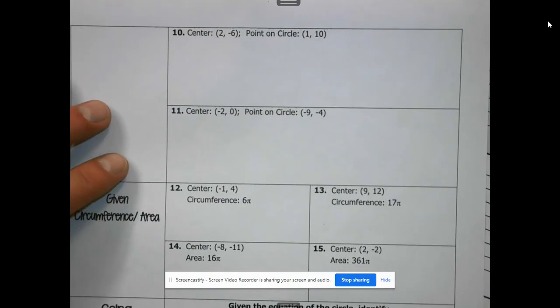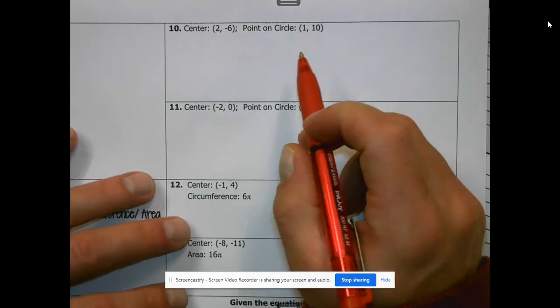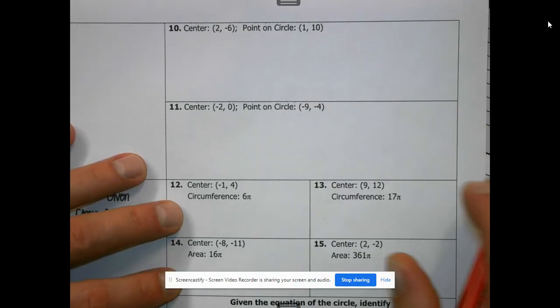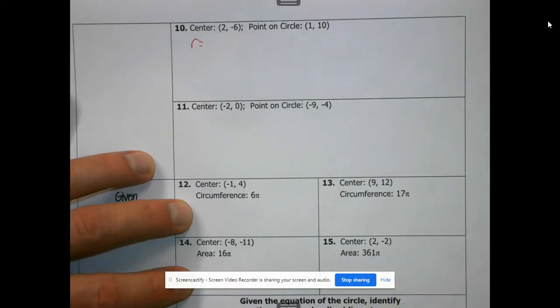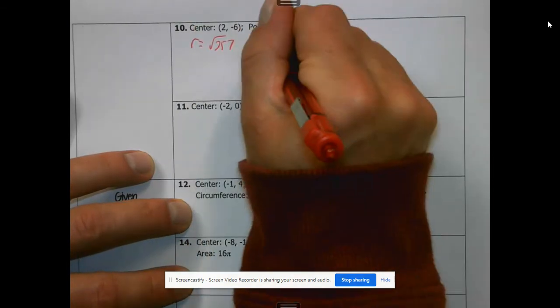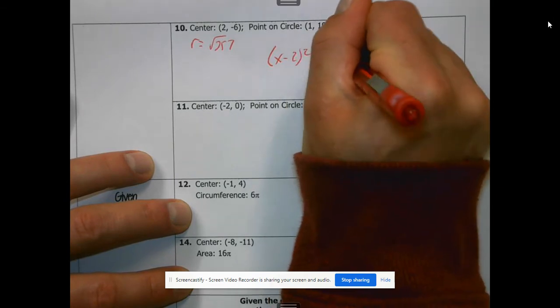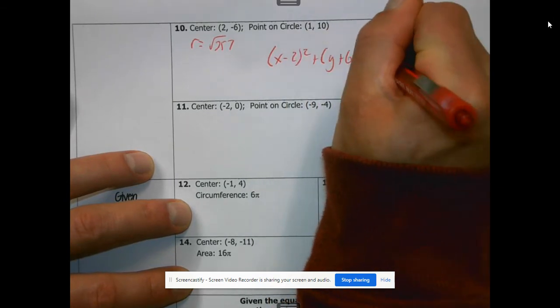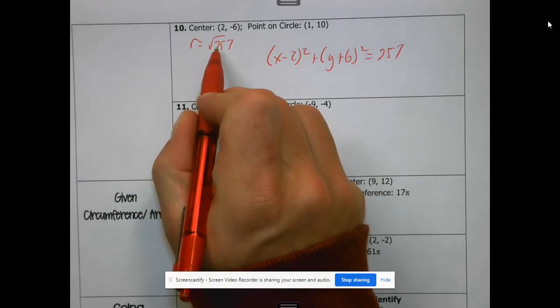Next page. 10, 11, same thing as 8, 9. Save some time. I'm going to give you the radius. If you want to find out the distance, just look at numbers 8 and 9, as if that was a quiz question. All right. Number 10, your radius comes out to be square root 257. So equation, x minus 2 squared plus y plus 6 squared equals 257. The square root and the square cancel out.